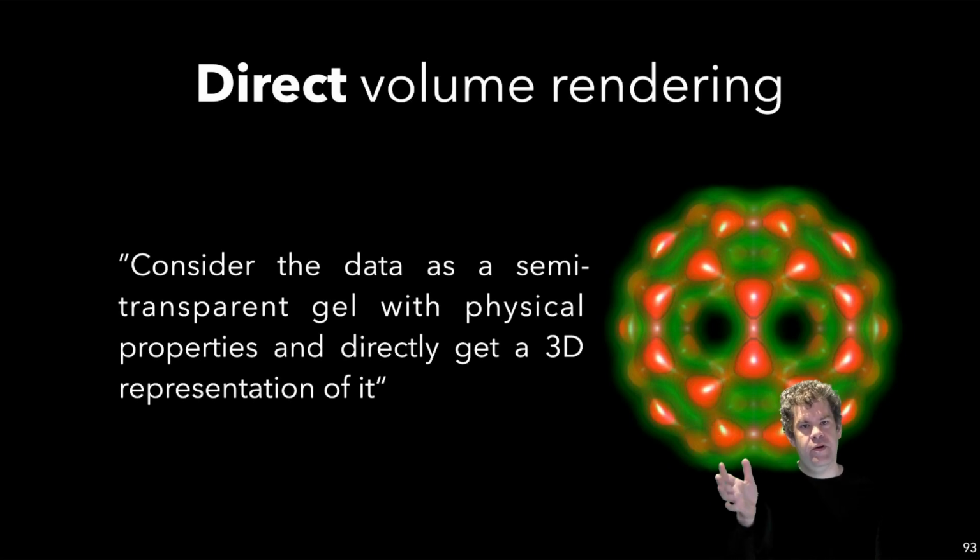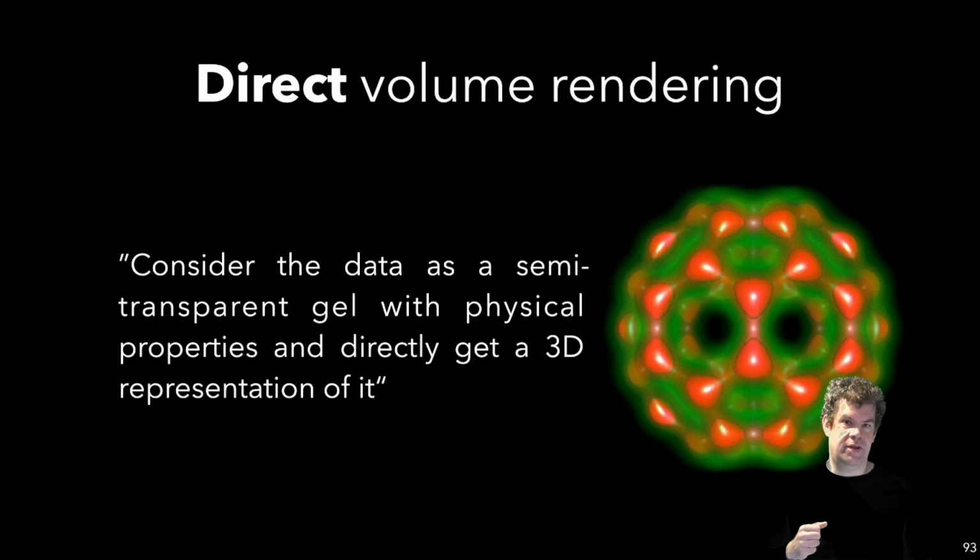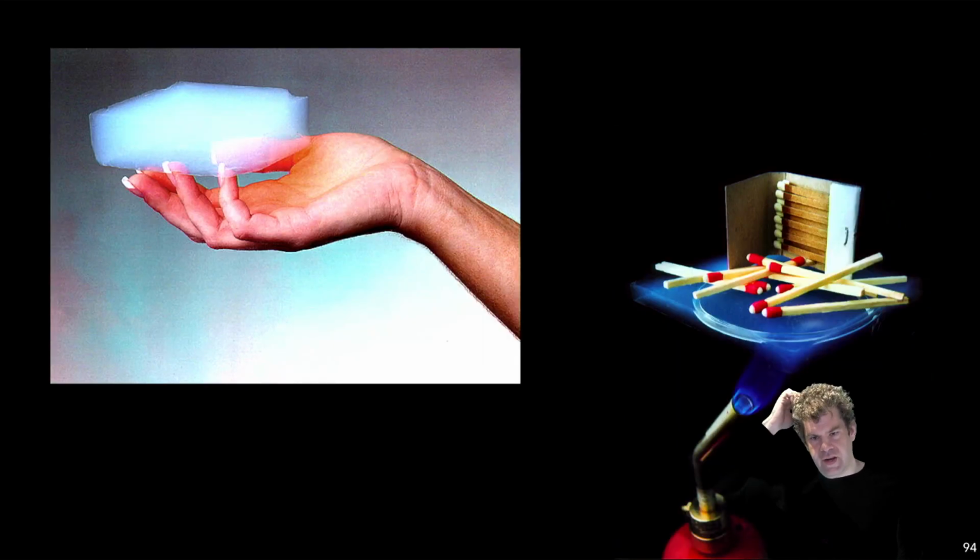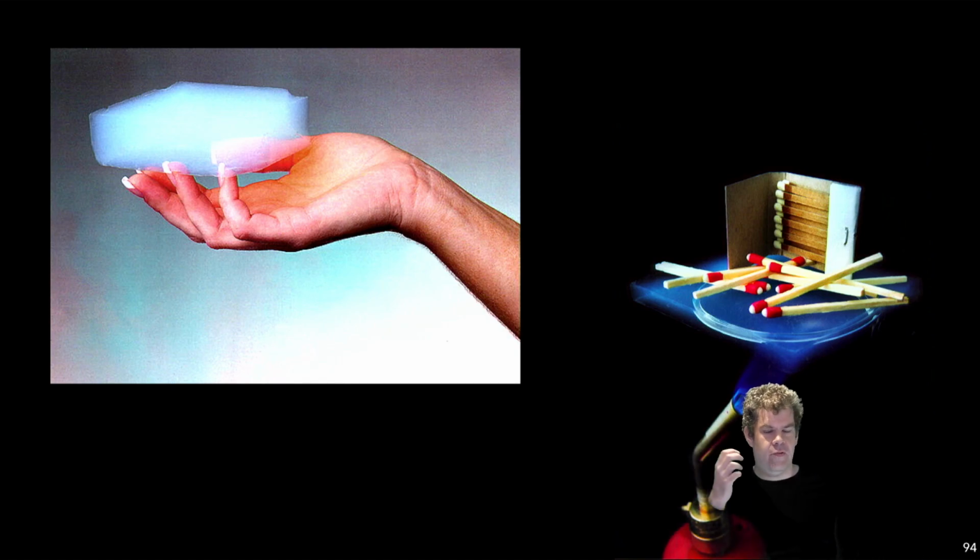But we have to somehow do this mapping, and that's, as a matter of fact, the mapping process that is in my slide at the beginning of every lecture, right? We have to map those quantities, the visualization quantities, to some visual properties, okay? Now, what's a semi-transparent gel? So these are actual photographs of a matter called aerogel. You can find them on the web.